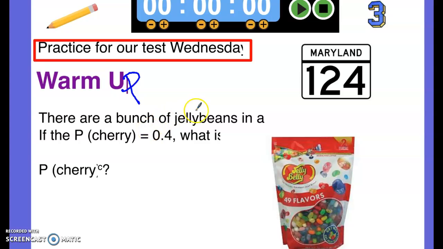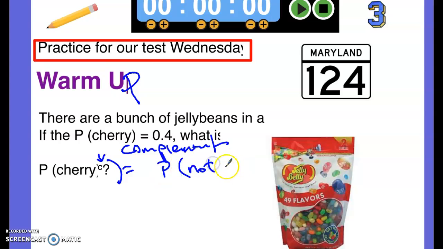So what we're checking out here is if we know that the probability of picking a cherry Jelly Belly is 40%. The question here, I know it's cut off from us, is we're looking for what we talked about before, the complement. Okay, so that means what's the probability of, well, what does that mean? That little C there? It means what's the probability of not cherry? Remember, the complement is when we don't get the cherry.